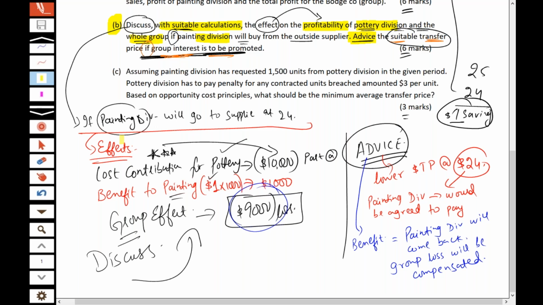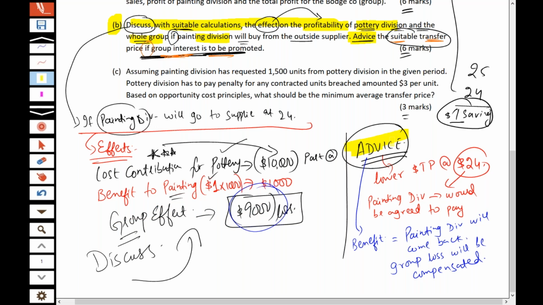What will you write? You will write, discuss the suitable calculation. If the transfer price is not changed, then the painting division will go out to source the product at $24. And if the painting division goes out, then the pottery division will lose $10,000 contribution and the painting division will obtain the benefit of $1,000. Consequently, the whole group will be affected by a $9,000 loss.